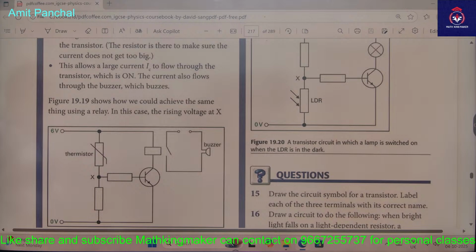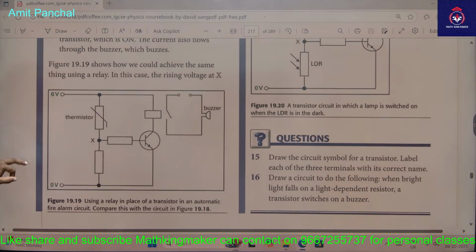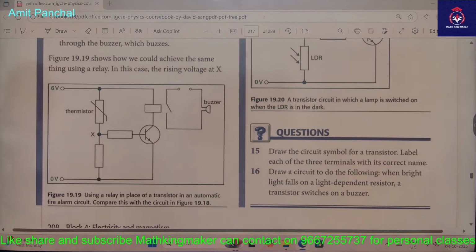Now this one, figure 19.19. Show how we could achieve the same thing using a relay. So a relay can also work. In this case, the rising voltage at X. Using a relay in place of a transistor is an automatic fire alarm circuit. Compare this with the circuit in figure 19.18.